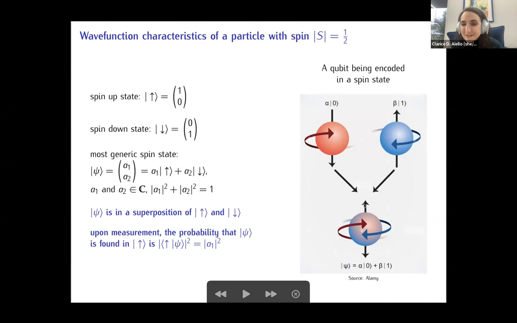So spins, because they have two dimensions, their wave function looks like a column vector with two lines. It's the natural generalization of a classical bit. So a spin sort of looks like a quantum bit, and a quantum bit can be put in a superposition the same way that a spin can be put into a superposition. That's the one slide that I had for that.